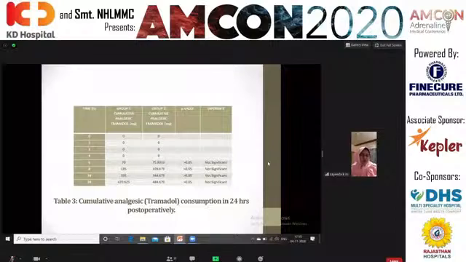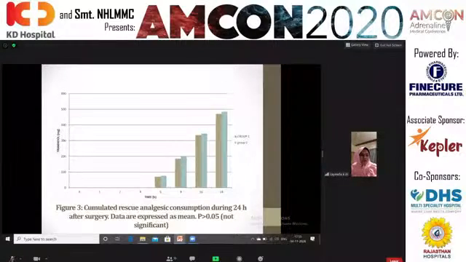For the cumulative analgesic requirement, we studied the analgesic requirement at 0, 1, 2, 4, 6, 8, 16, and 24 hours. And as you can see, there was no significant difference between both groups postoperatively. The graph shows the same data.